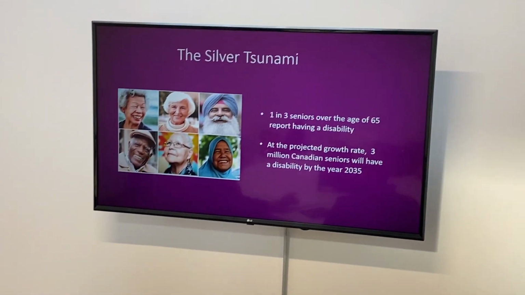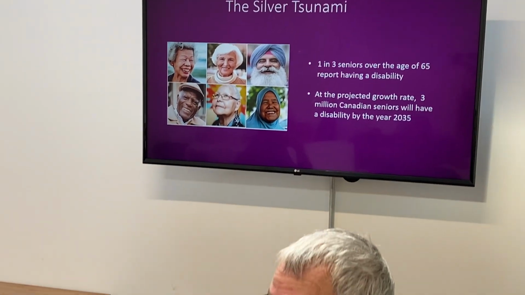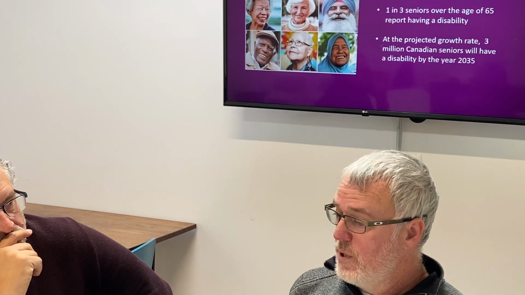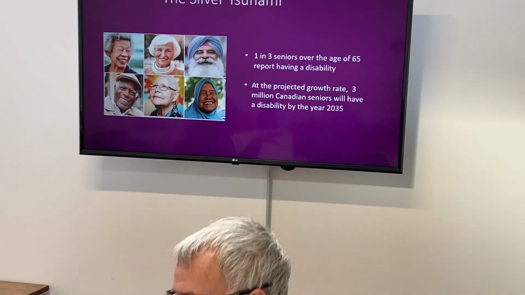That's right. So 1 in 3 seniors over the age of 65 report having a disability. So 30% to 33%. Correct. And at the projected growth rate, by 2035, 3 million Canadian seniors will have a disability. Do you think that incorporates dementia, whatever? Because the chances are that some of that may not even be reported, right? That's true. 1 in 3 is bad enough, but there's a lot that isn't reported or calculated in these statistics.